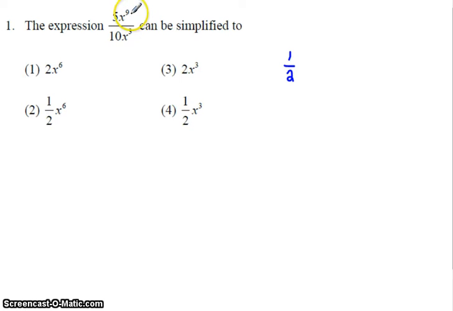And then we have x to the 9th divided by x to the 3rd. And remember our exponent rules. When we're dividing, we actually just subtract the exponents. So 9 minus 3 is 6. So x to the 9th divided by x to the 3rd is x to the 6th. So let's see what we got here. It's not 2x to the 6th. It's not 2x to the 3rd. The 1/2, this one goes away. So this is our answer, number 2. That's all there is to a question like that.